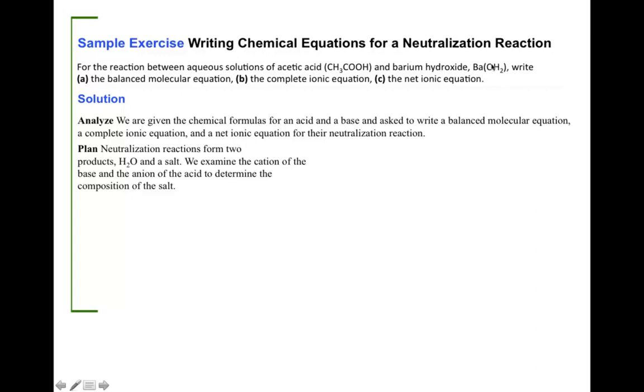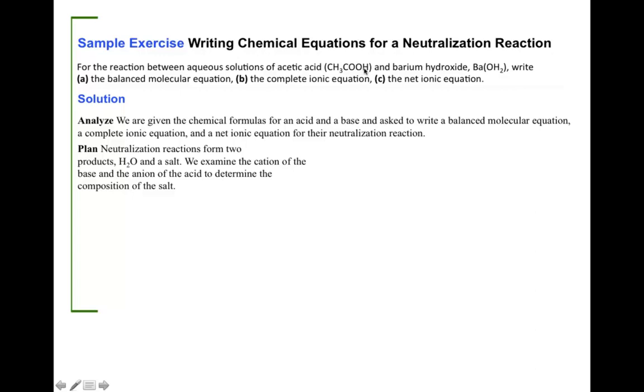And actually, I can see here that we have an error. This two must be outside of the parenthesis. So it's parenthesis, OH, parenthesis, and the two goes on the outside. So you have two of the OH.